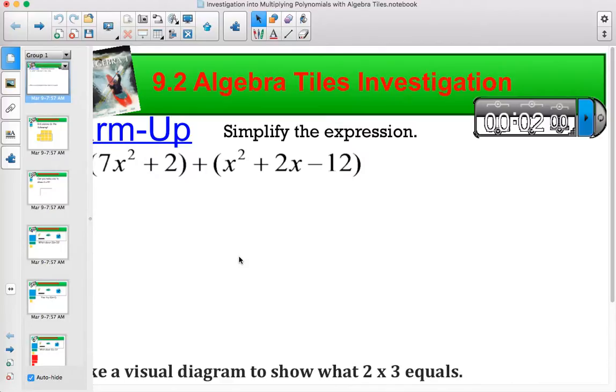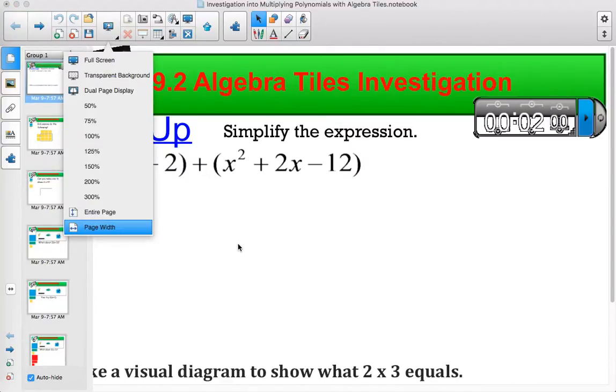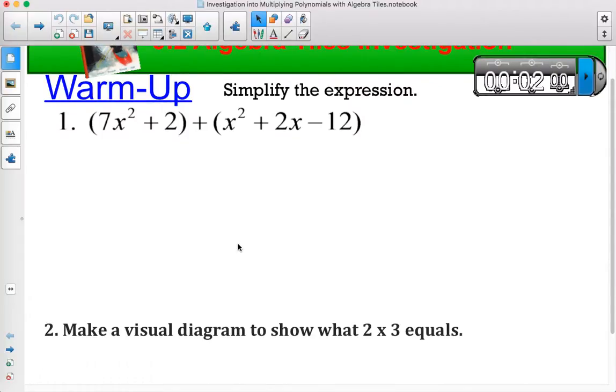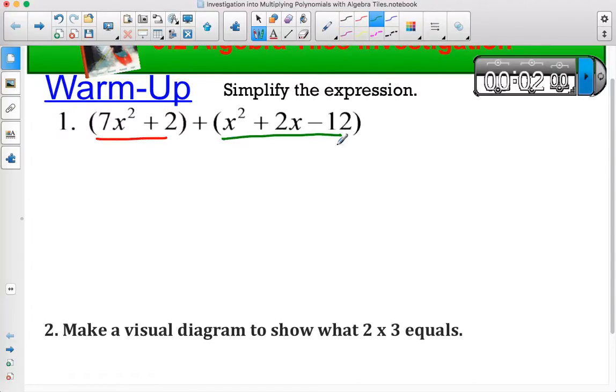Okay, to start today, what I first want to do is a warm-up. The first question involves what we were doing yesterday. We were looking at how to add polynomials. So the first question is how do I add polynomial 1, which I'm going to underline here in red, and then the second polynomial. What we're looking to do is add like terms.